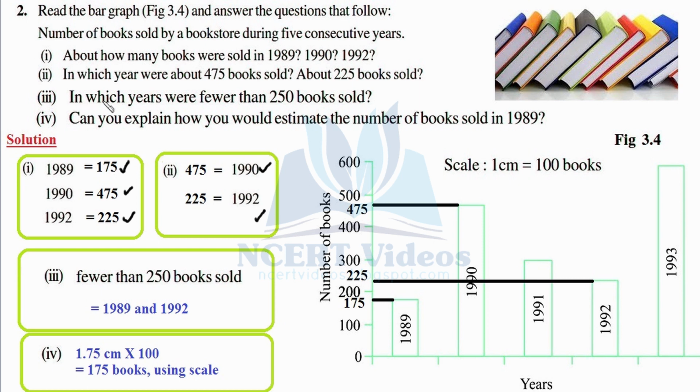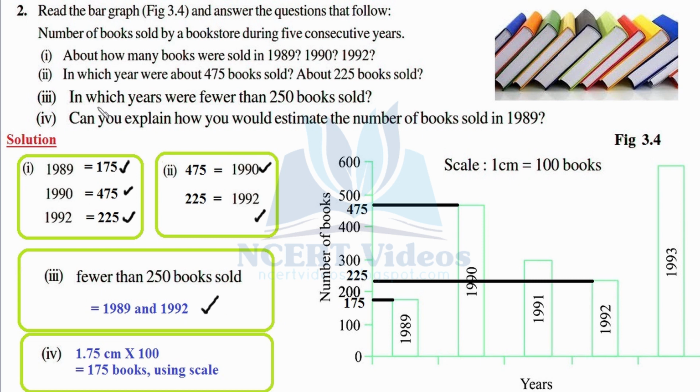Third part, in which years were fewer than 250 books sold? So first, let's check where 250 lies. It lies somewhere here. And whatever the height of the bars is lower than this, that is our answer. These two, 1992 and 1989, are lower than the point 250. That's why 1989 and 1992.